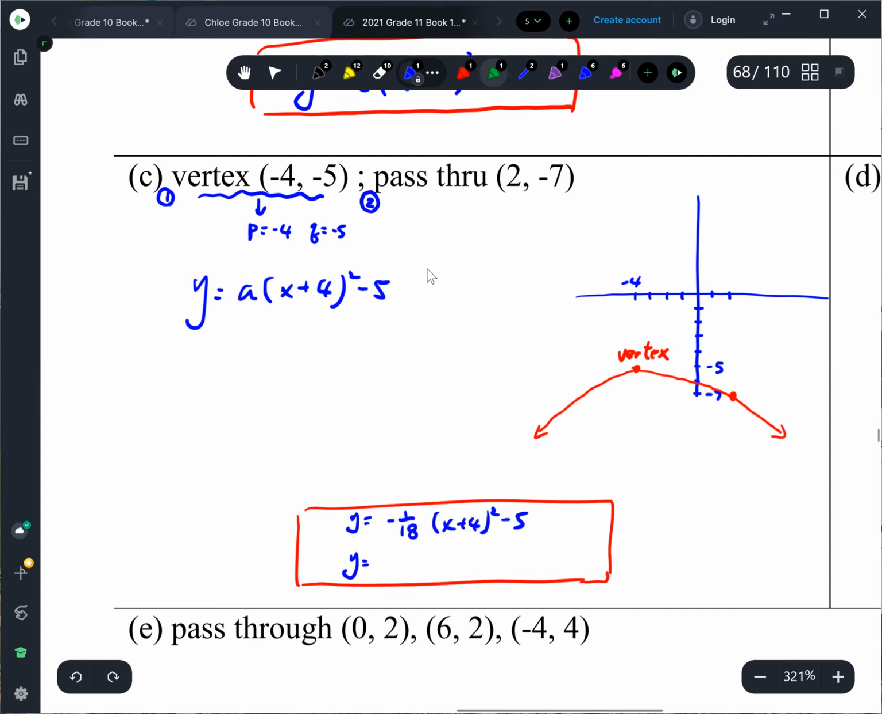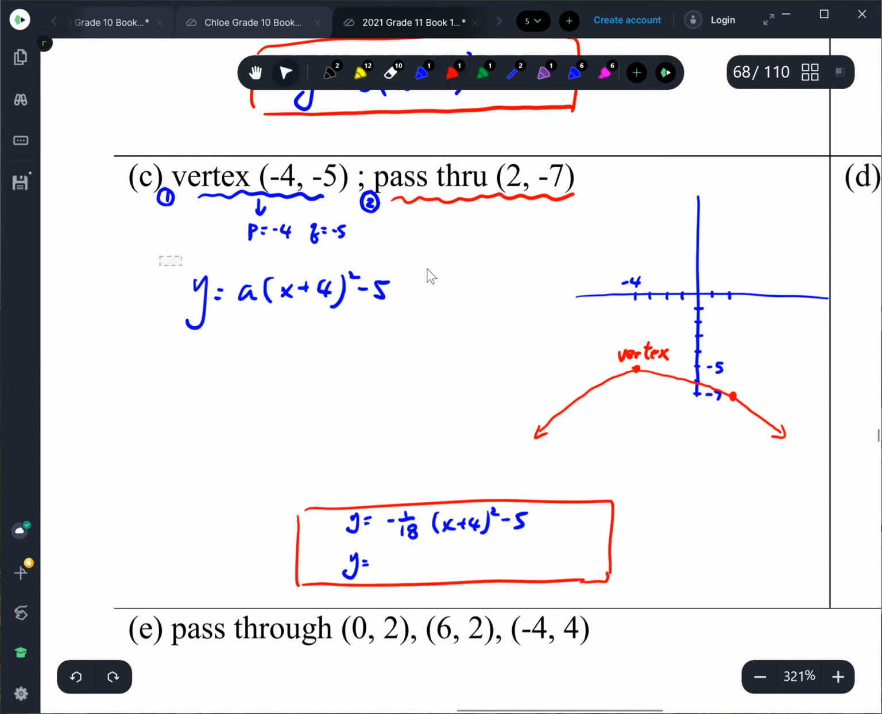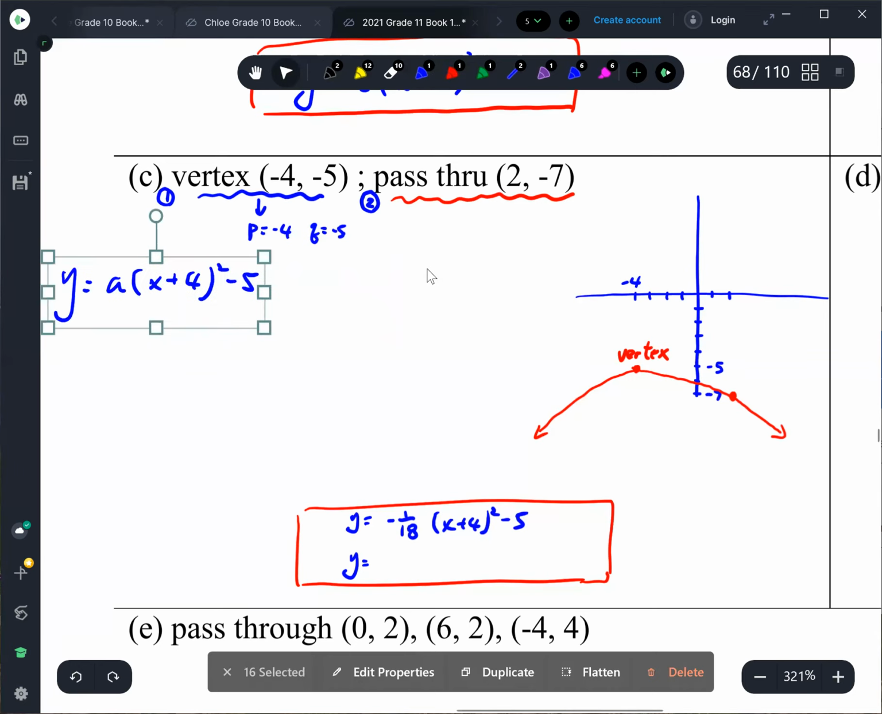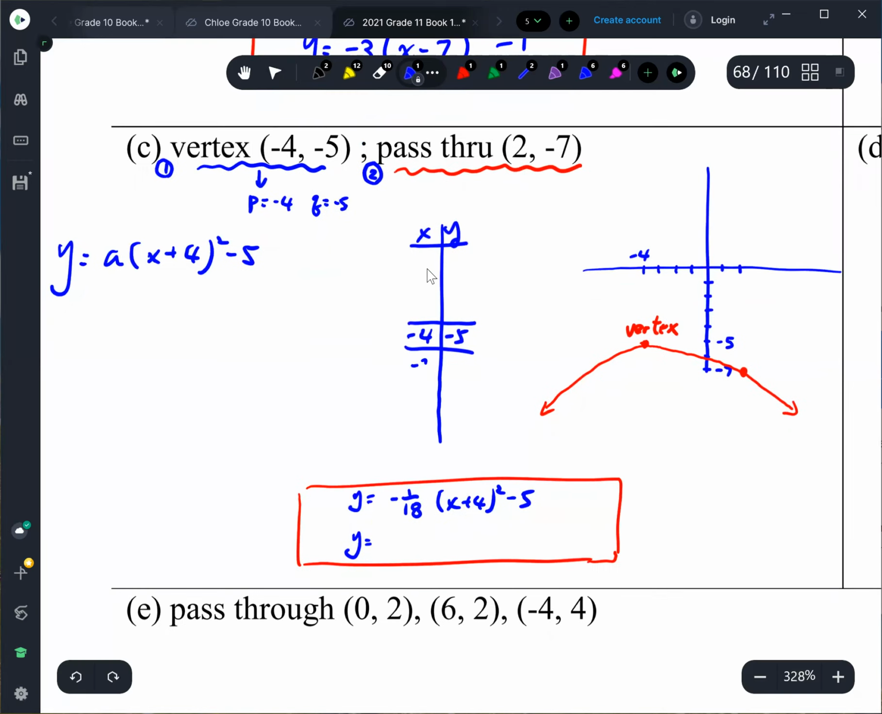Okay, so we'll look at pass through now, okay? So remember I told you pass through means it's part of the table, right? So suppose I make a table. We know the vertex is in the middle, at (-4, -5). And there's a point at (2, -7). So -4, -3, -2, -1, 0, 1, 2, right? 2 should give you -7 because it's part of the table.